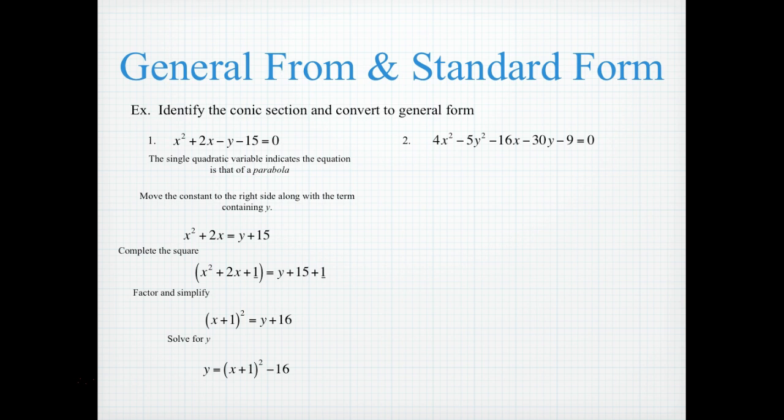So as you can tell from just looking at the equation here, I have a parabola that's got a vertical axis of symmetry. This parabola is going to open up, and it's got a vertex at -1, -16.